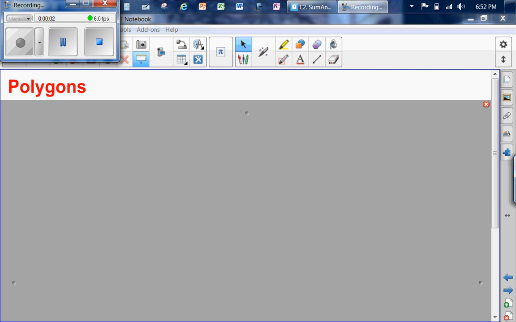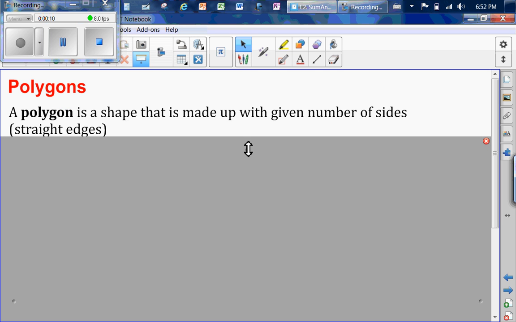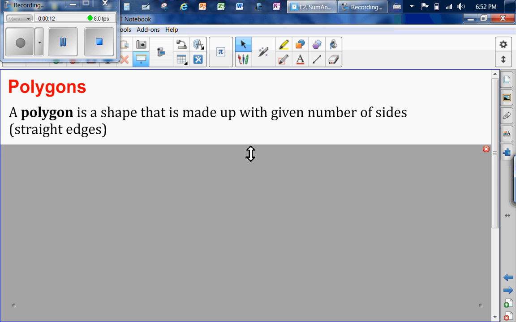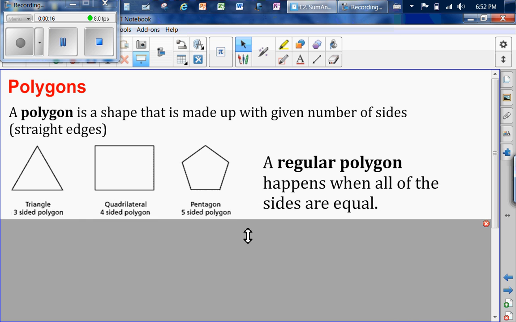Welcome to lesson 2, which is about the sum of the angles in a polygon. Before we look at the sum of the angles in a polygon, we have to understand what a polygon is. Basically, it is a shape that is made up with a given number of sides.